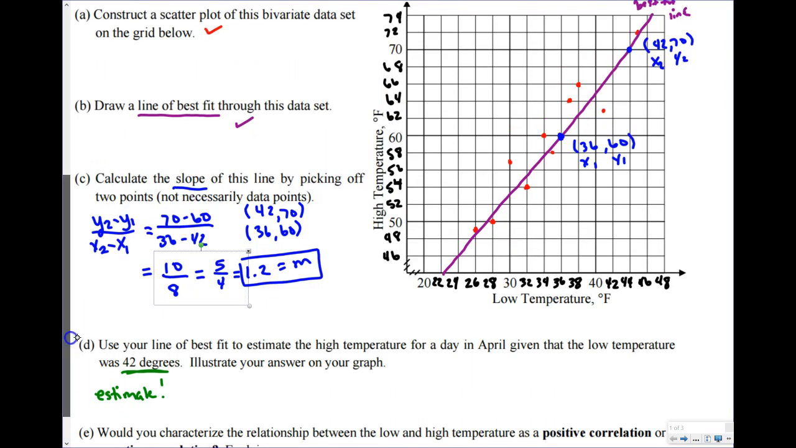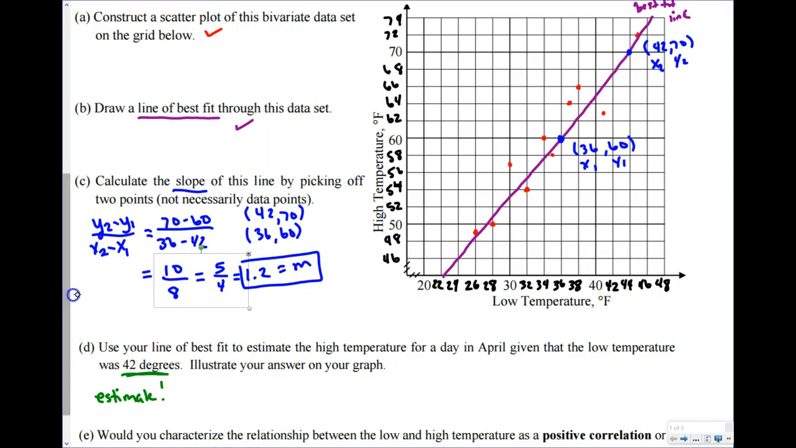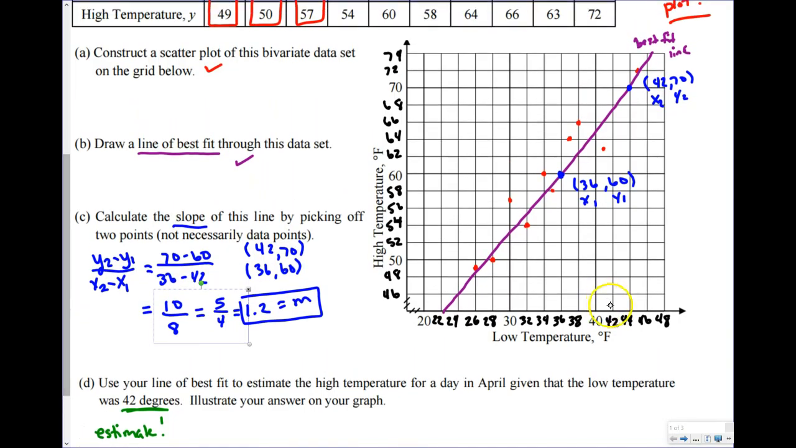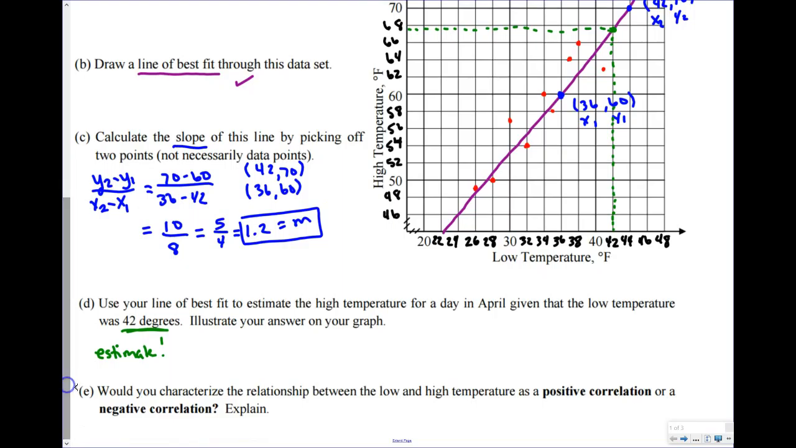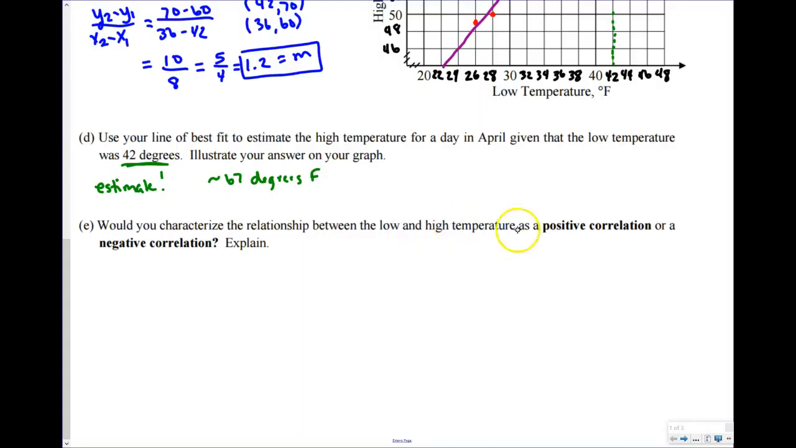Okay, so I'm going to go to my graph and look at 42 degrees, which is right here. I'm going to estimate where that hits on my line. It hits right about there, a little bit above 67 degrees. So I estimate around 67 degrees Fahrenheit. On a day in April, given the low temperature is 42, the high temperature is probably 67.